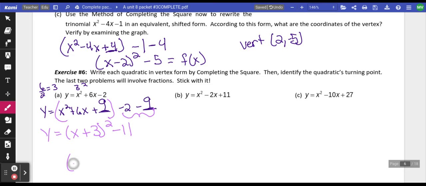So the vertex here is now (negative 3, negative 11), because I'm comparing it with x minus h squared plus k. So since it's plus 3, that's minus and minus. So I want you to pause, and I want you to write each of these at B and C as a perfect square trinomial minus some other factor.